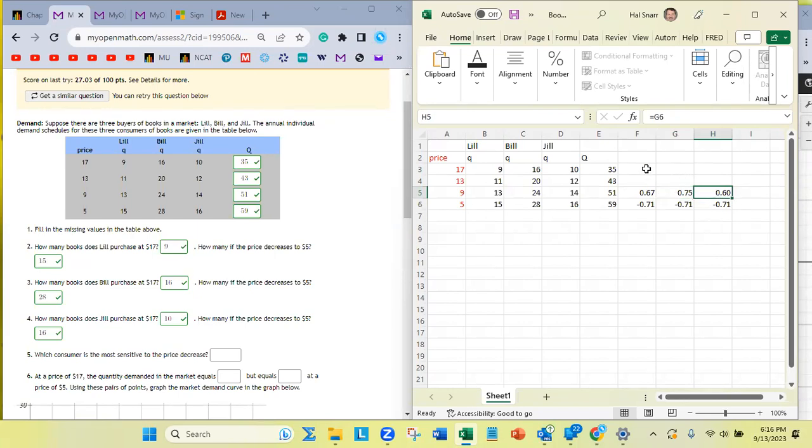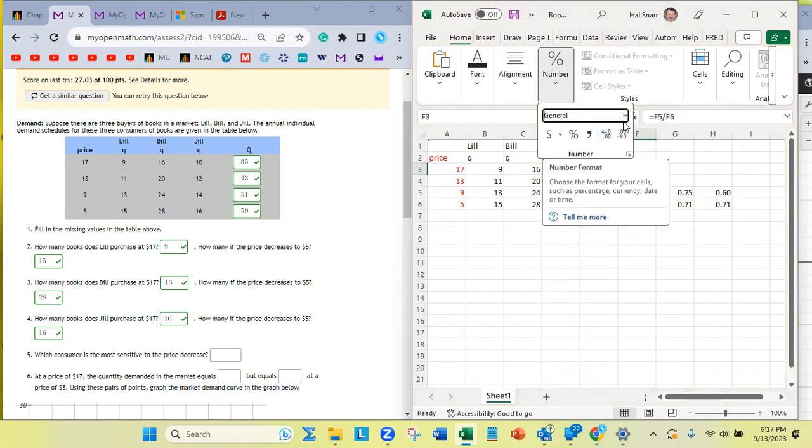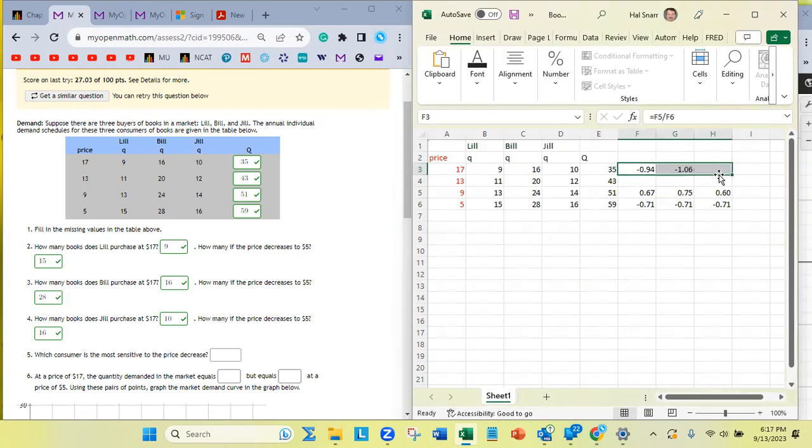And the elasticity is just the ratio of those two. So we're going to take that and divide by that. That should not be a percentage. Okay, so these are called elasticities. And you want to ignore the negative sign. The negative sign just means when the price goes up, quantity goes down. We want to ignore the negative sign.